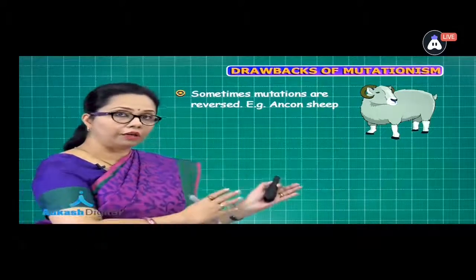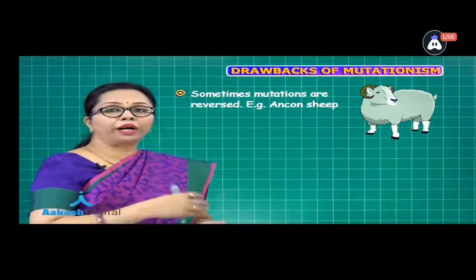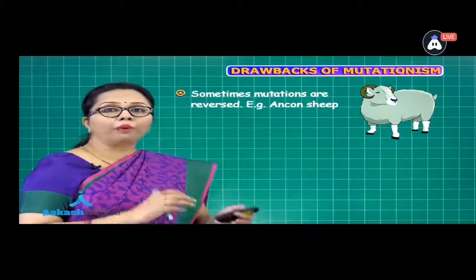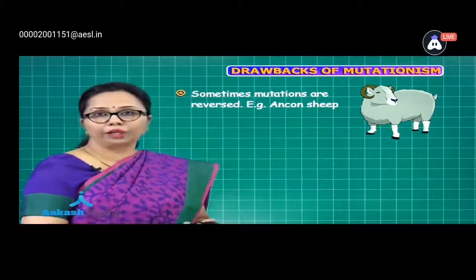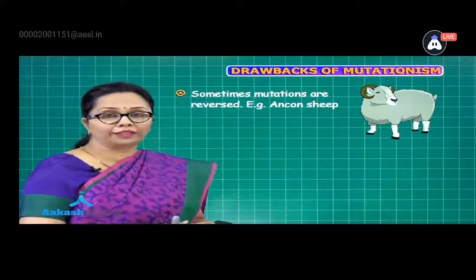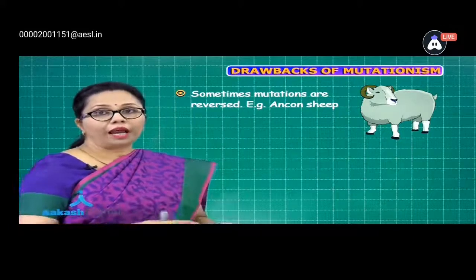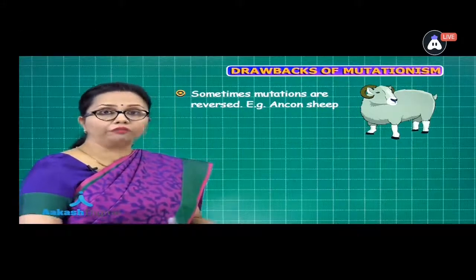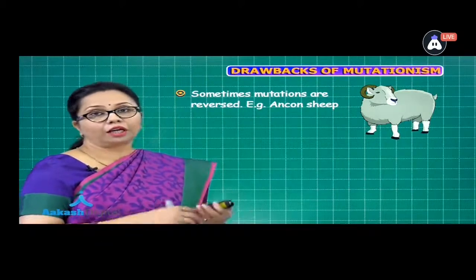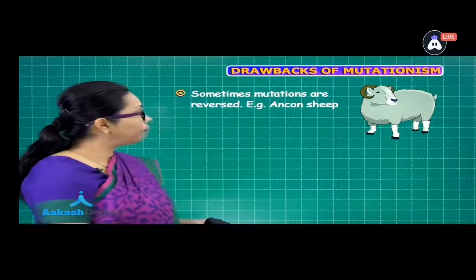The first Ancon sheep which was born was actually a male ram. He bred it with normal sheep, and in the first generation he got short-legged sheep. But in the next generation, all were normal-legged. This shows that in eukaryotic cells there is a very good proofreading mechanism, and if a mutation does creep in, it can be corrected. And since this mutation is no longer there, we have no other example of Ancon sheep, so that means it didn't affect the origin of new species. We don't have any species of Ancon sheep.